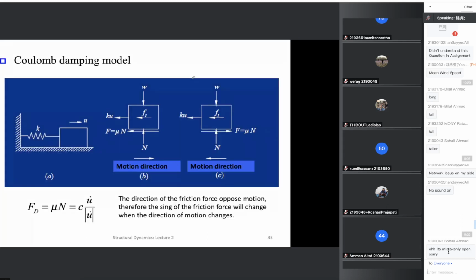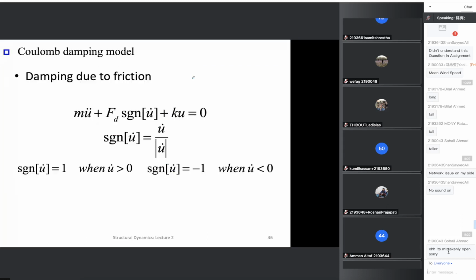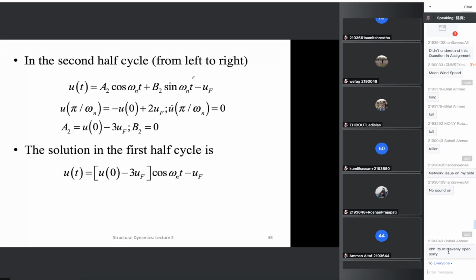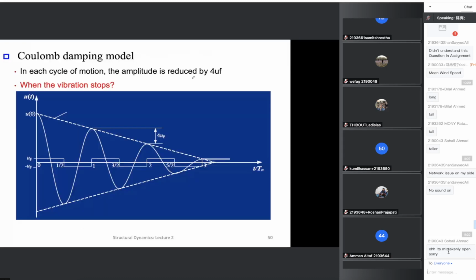And this is another damping model. I think today I will skip this. Later on, when I have time, I will explain this.